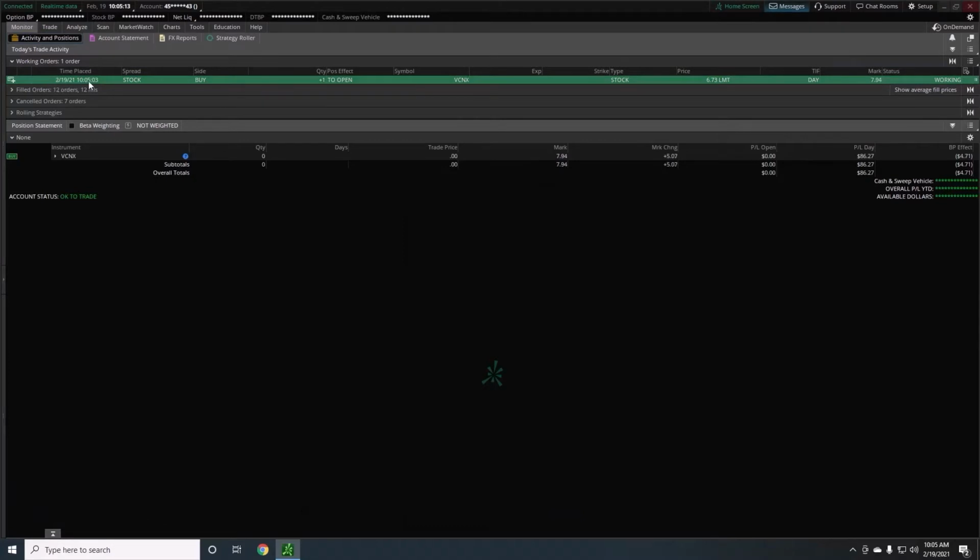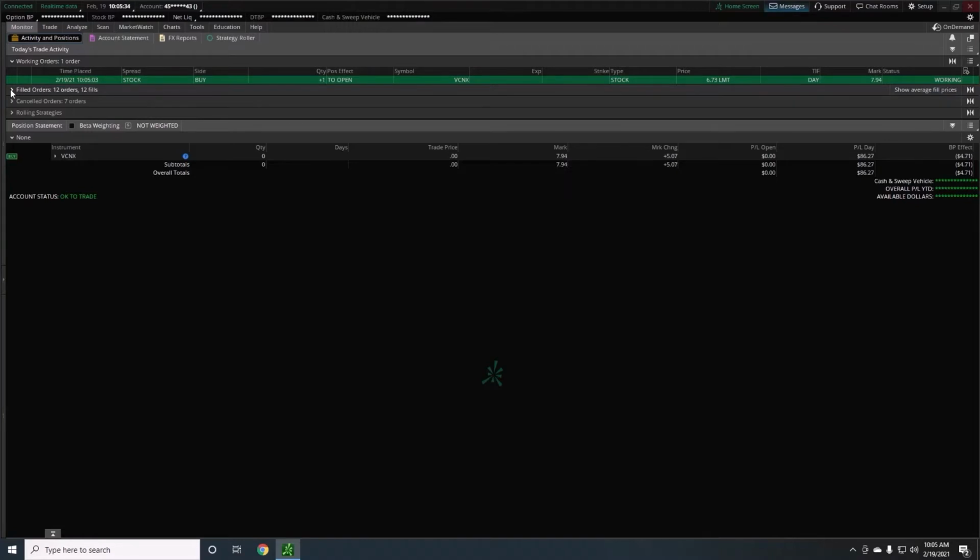It shows you the time that it was placed. It shows you the side you want to be on. You could buy it or you can short, but I focus mainly on buy. It shows the quantity, the symbol you want to purchase, and the price. So I put it at 673. If that price hits 673, it'll purchase the one share. So that's where your working orders are going to be.